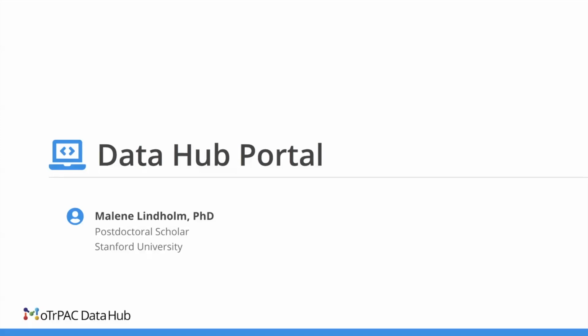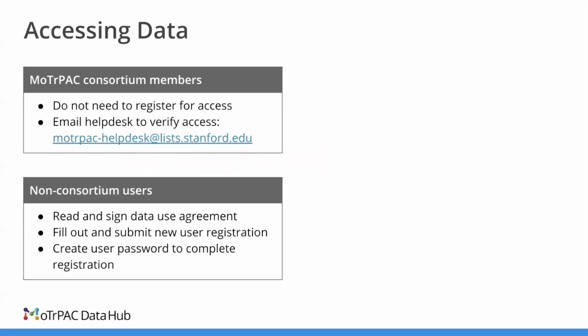Okay, so how do you access data on the MoTrPAC Data Hub? First, I want to clarify that MoTrPAC consortium members do not need to register for access or sign the user agreement. Everyone who has access to the internal MoTrPAC.org page does not need to register. If you're uncertain about access, please contact us at motrpac-helpdesk@lists.stanford.edu. All other users must register to gain access to the data.